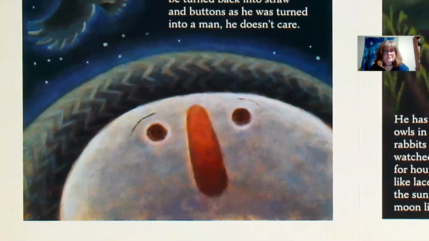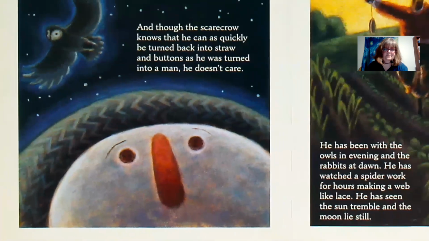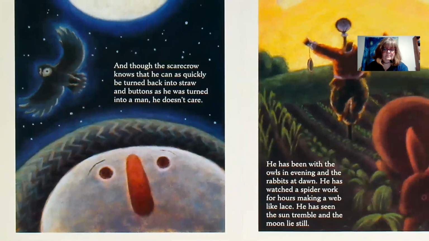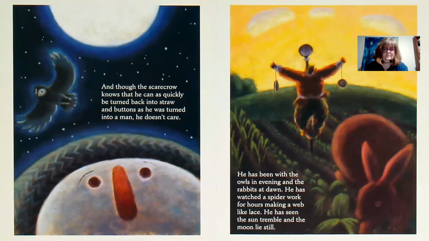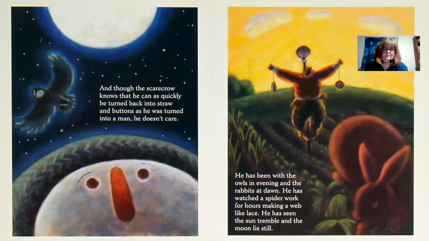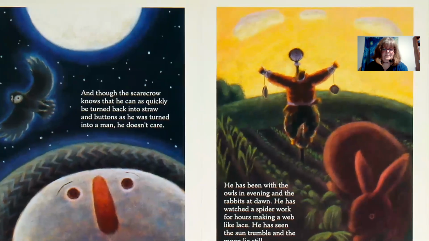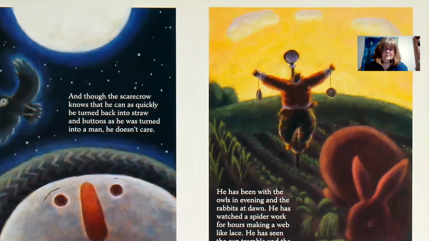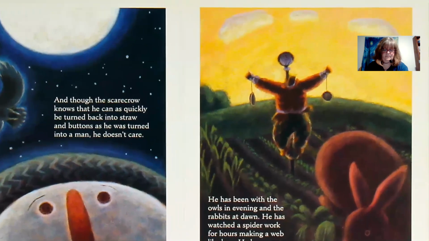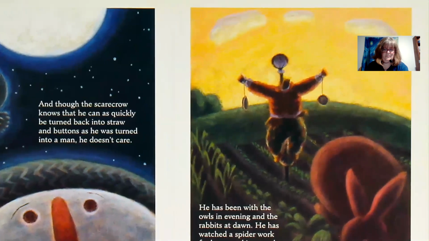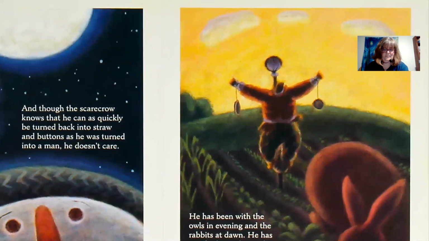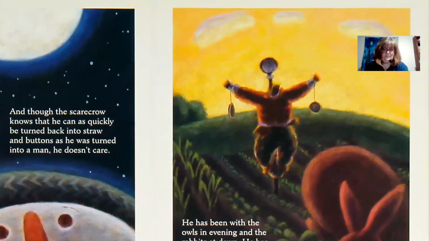And though the scarecrow knows that he can as quickly be turned back into straw and buttons as he was turned into a man, he doesn't care. He has been with the owls in the evening and the rabbits at dawn. He's watched a spider work for hours making a web like lace. He has seen the sun tremble and the moon lie still.